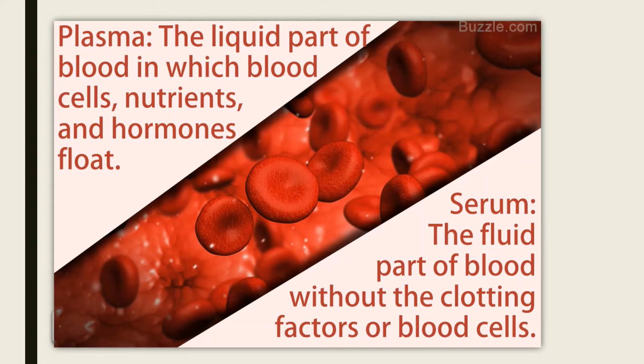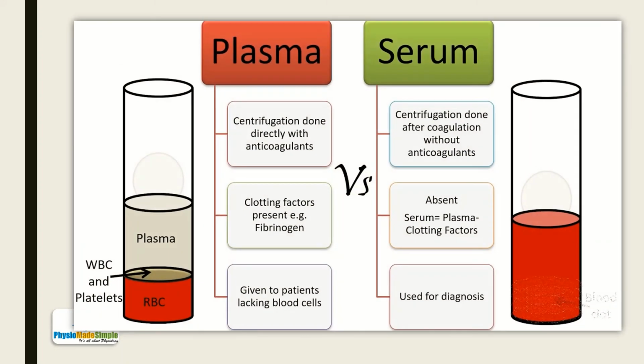So plasma is the liquid part of blood in which blood cells, nutrients and hormones float, whereas serum is the fluid part of blood without the clotting factors or blood cells. Nothing is there, it's just clear fluid. So once again, the difference between plasma and serum: in plasma, centrifugation is done directly with anticoagulants, but in serum, centrifugation is done after coagulation without anticoagulants. In plasma, clotting factors are present. In serum, clotting factors are absent. Plasma is given to patients lacking blood cells, and serum is used totally for diagnostic purposes.